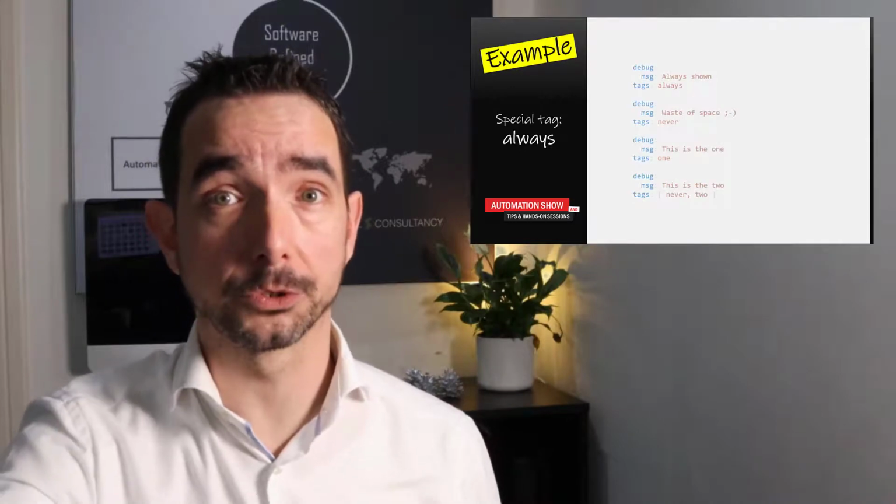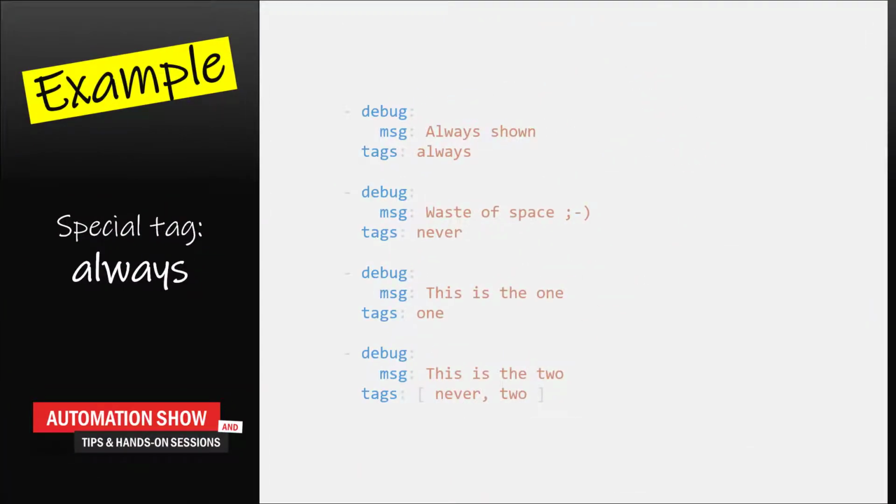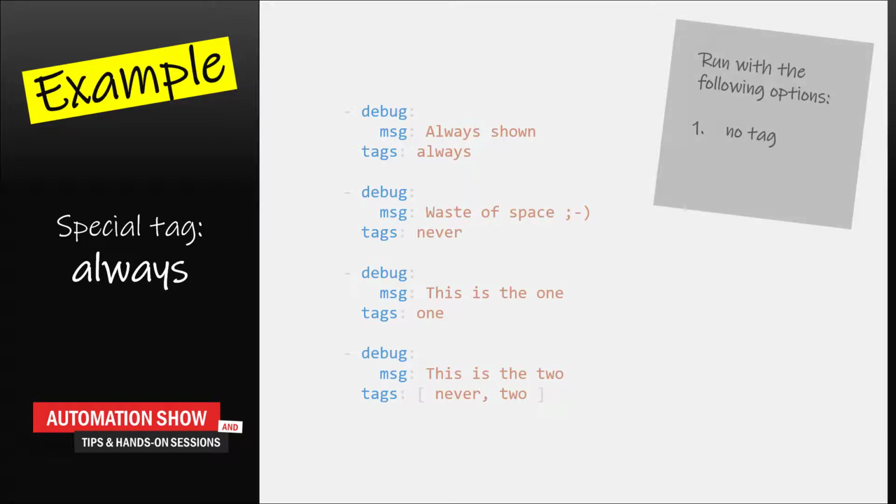Let's look at some examples. We have 4 tasks in this example. The first one has tag always, the second one never. Then we've got one with 1 and we've got never and 2 in the last task. So what happens when we have no tag? First one will always execute. Second one will never execute. The third one will execute because no tag is given. And the last one will not execute because there is the never tag.